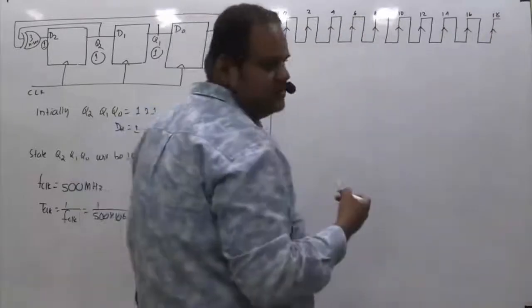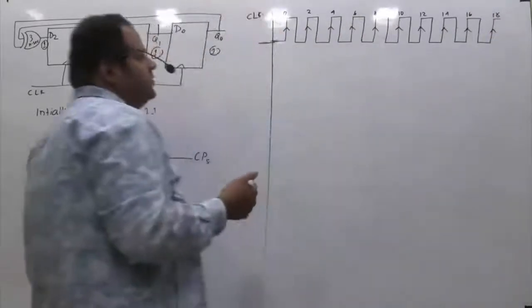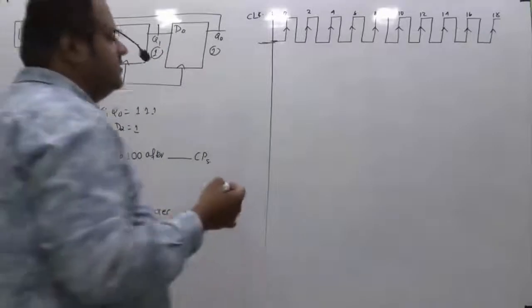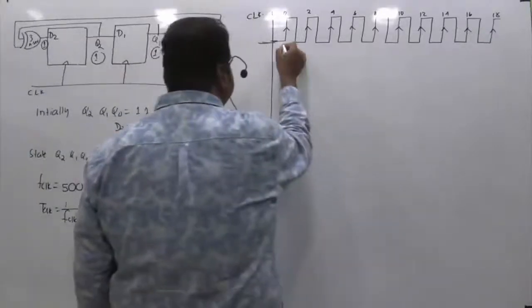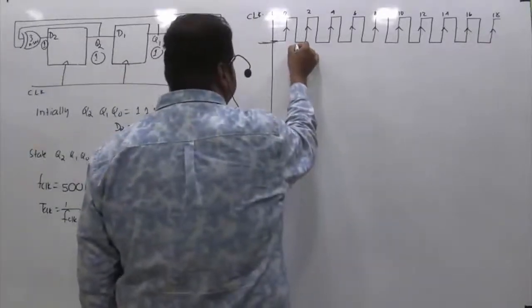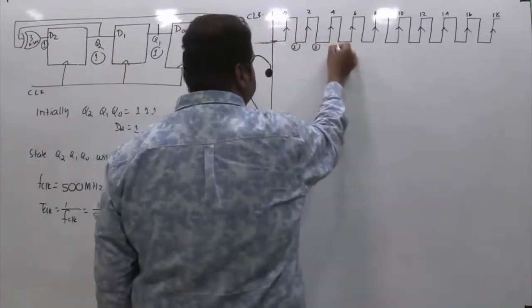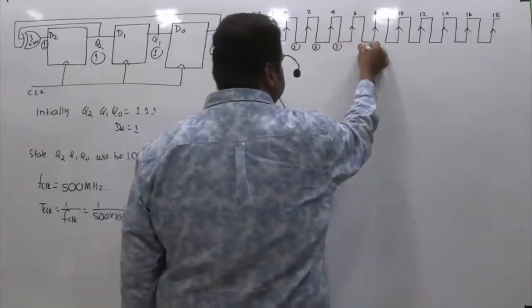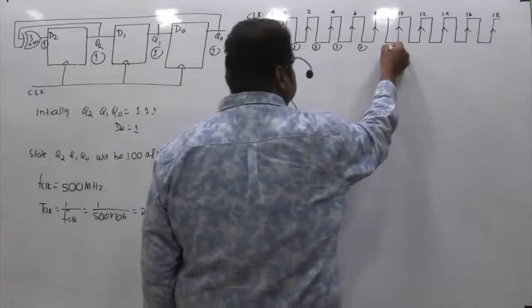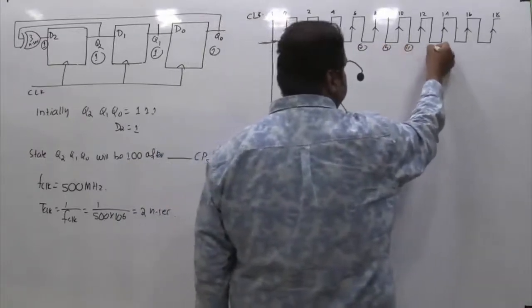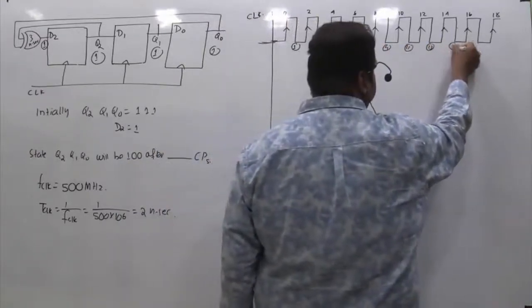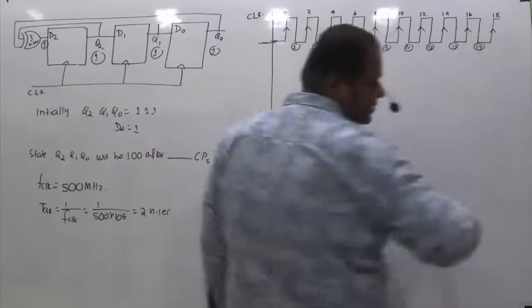So positive edges are happening on 0, 2, 4, 6, 8, 10, 12, 14, 16, 18, etc. And the negative edges are happening on 1, 3, 5, 7, 9, 11, 13, 15 and 17. Okay, so these are only for our reference.